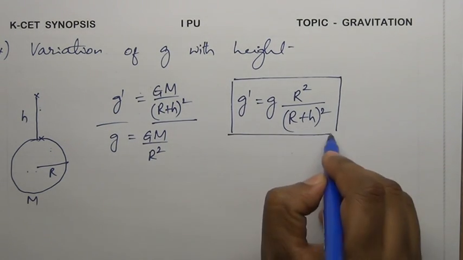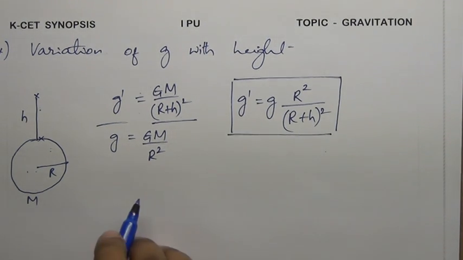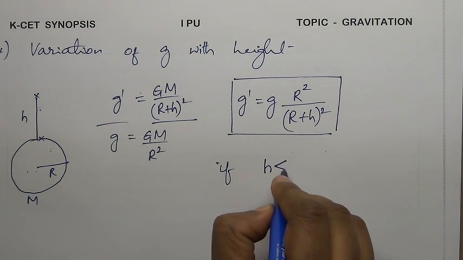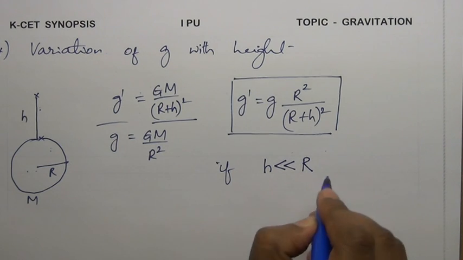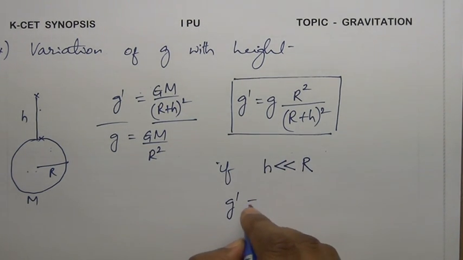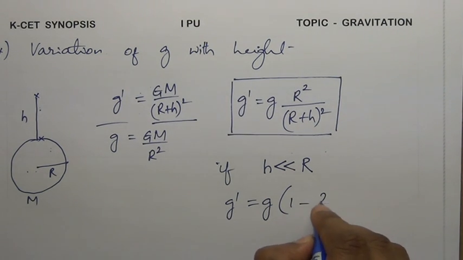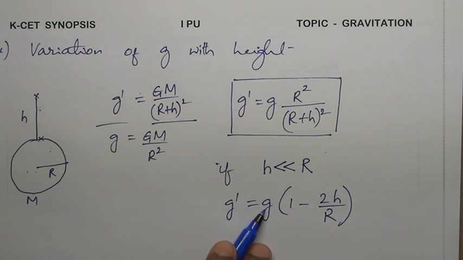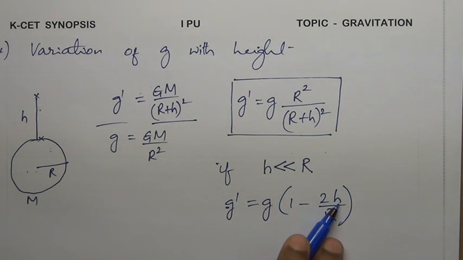This equation can be used for any heights. If height is very much smaller than the radius, then this equation can be approximated to g into (1 minus 2h by R), where h is height, R is the mean radius of the earth, and g is acceleration due to gravity on the earth. This is acceleration due to gravity at height h.